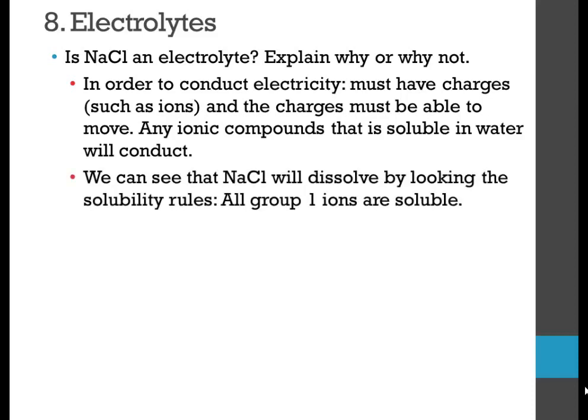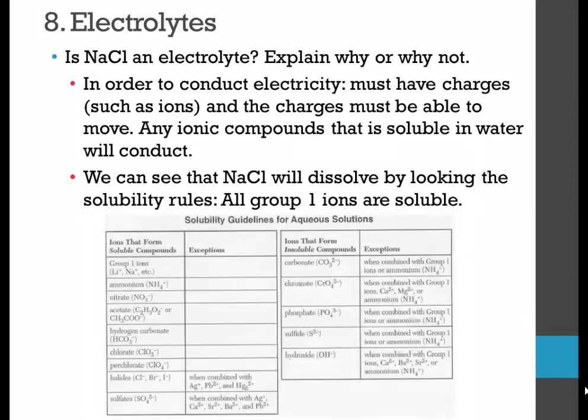So if we look at our solubility rules, we can confirm to make sure that NaCl is going to be water soluble. It says that group 1 ions are always soluble. So NaCl, check, it is water soluble, and double check, it forms ions, Na+ and Cl-, when added to water. So this is definitely an electrolyte.